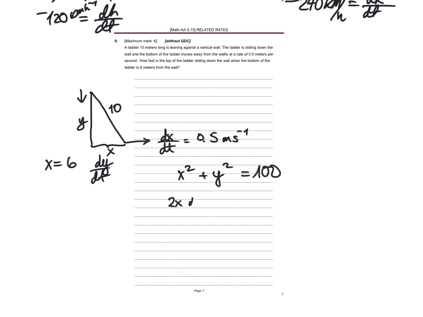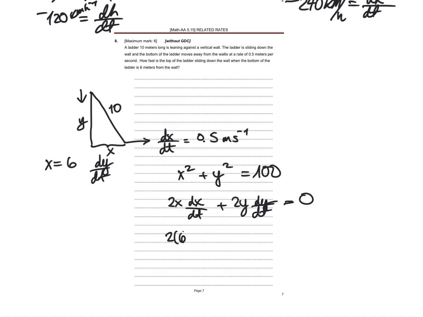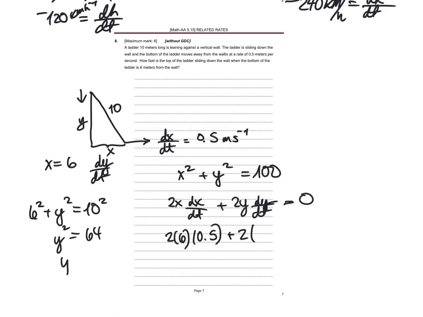And then we have 2x dx/dt plus 2y dy/dt equals 0. So 2 times 6 times 0.5 plus 2 times y, which we have to find out. So that's 6 squared plus y squared equals 10 squared. So 100 minus 36 is 64. So y is going to be plus or minus 8, but 8. And then dy/dt is what we're looking for. That should be negative because it's going down.